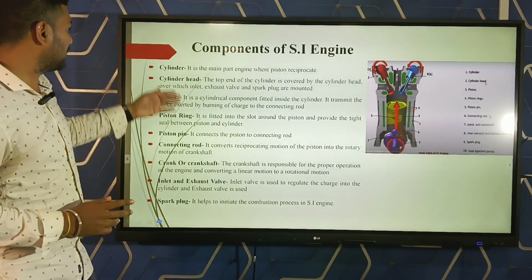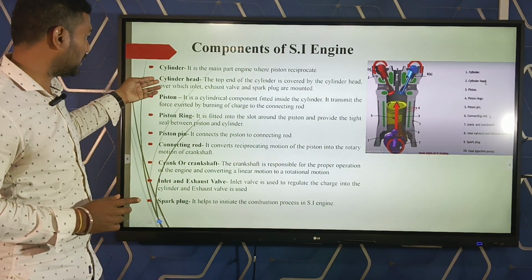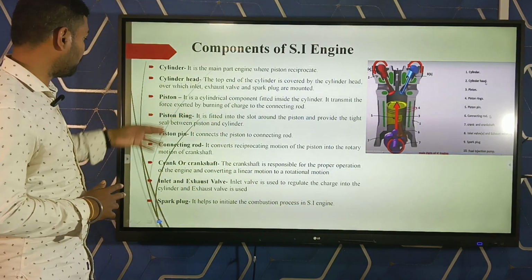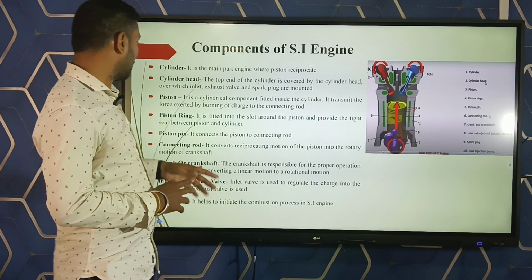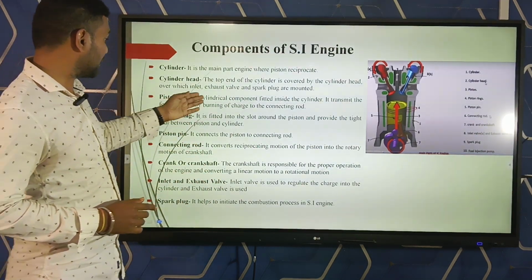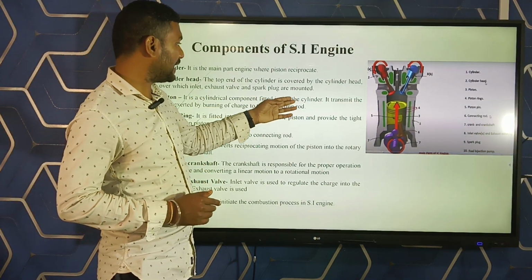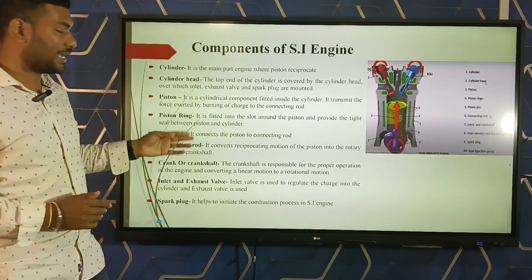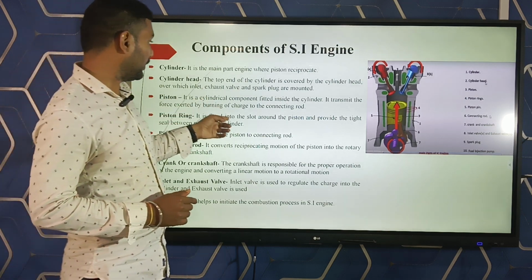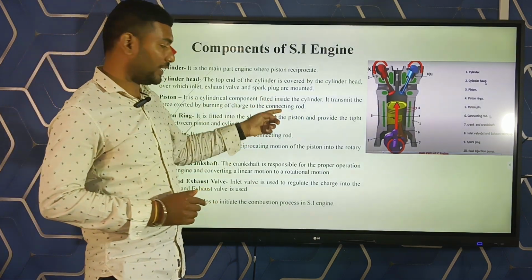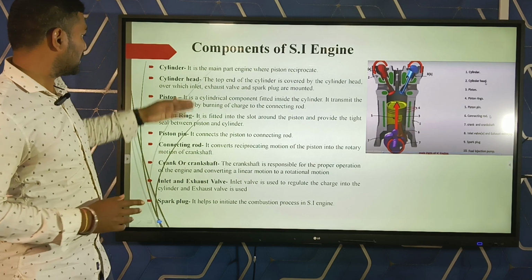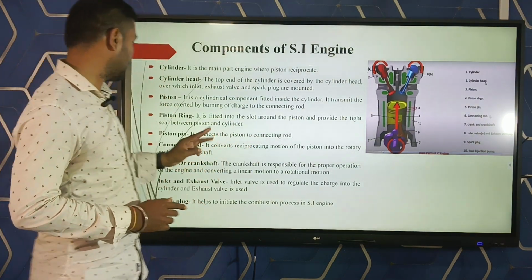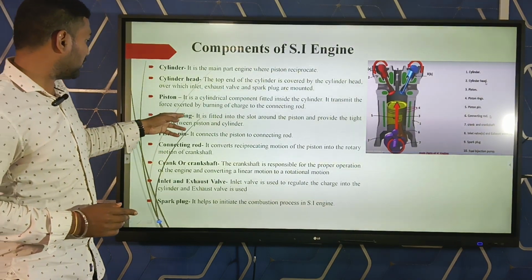First component is the cylinder. Second component is the cylinder head. Next, third component is the piston. Piston is a cylindrical component fitted inside the cylinder. It transmits the force exerted by the burning of the charge to the connecting rod. Cylinder, cylinder head and piston, three components are complete. Next, piston ring.